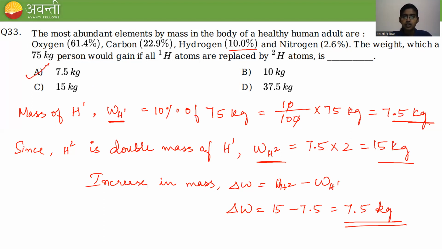Okay. So first we are finding out the mass of H1 from the given composition of hydrogen. Then since the mass of H2 is twice the mass of H1, we are just doubling the 7.5 and from that we are getting 15 kilogram. Then by subtracting, the increase in mass is found out. Got it? Yes. Then I'll go for question number 34.